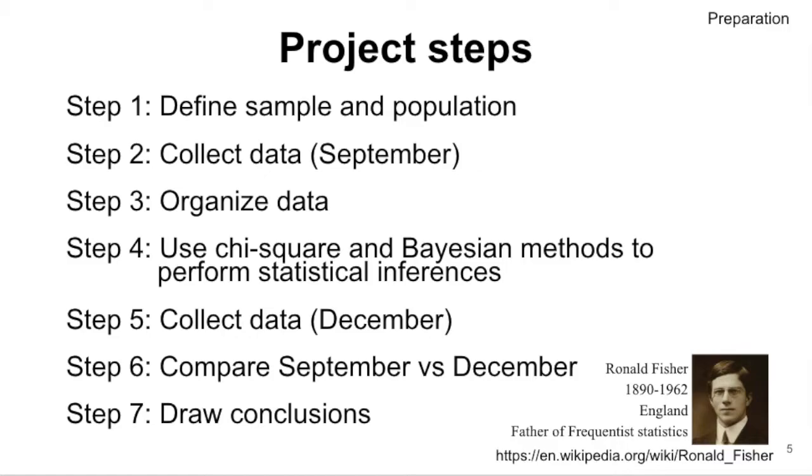Next, in step 3, I would organize the data. In the following step, I would perform chi-square and Bayesian methods on the data to find the answers to these questions. In step 5, I would repeat the September survey in December. Furthermore, I would need to see how this data changed over time from September to December, aka comparing. The final step would be to draw conclusions about this project.